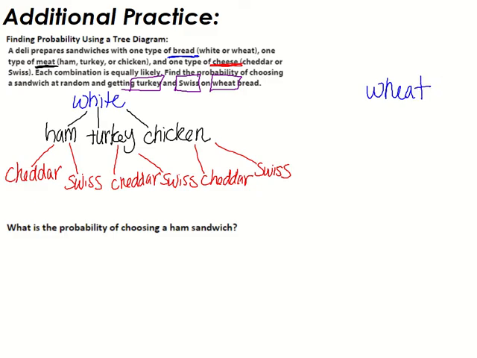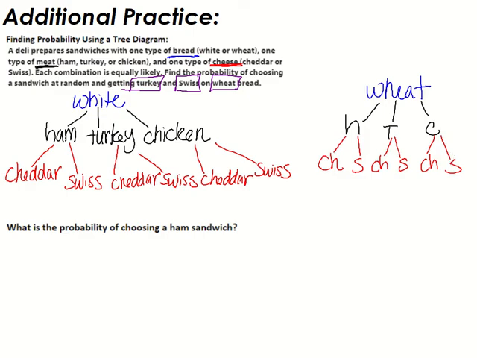Now to shorten my tree so that maybe this doesn't happen, we can actually use letters. Now I'm not gonna use white and wheat because they're exactly the same, so I'm gonna write the words out, wheat, white. But with my wheat, I can just do H, T, and C: ham, turkey, cheddar. And then I can do my cheese, which I used red, cheddar, Swiss. Cheddar, Swiss.